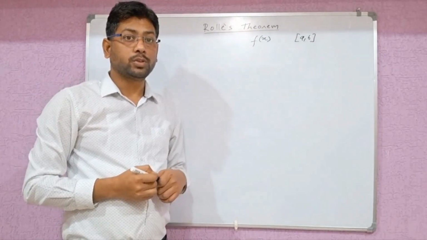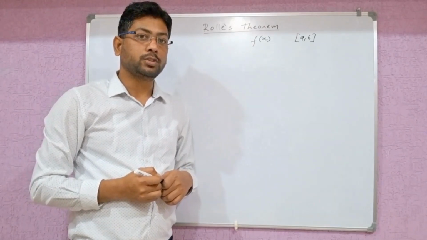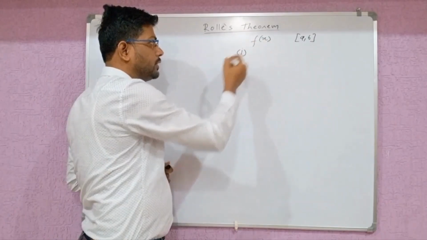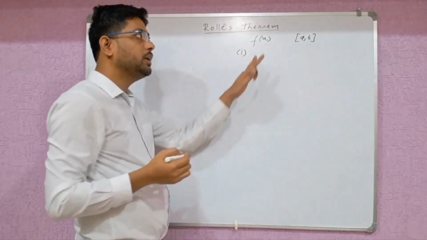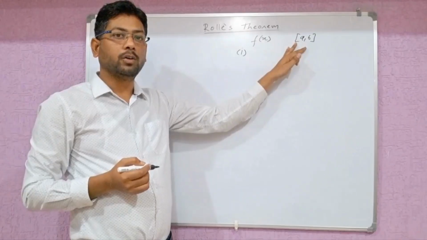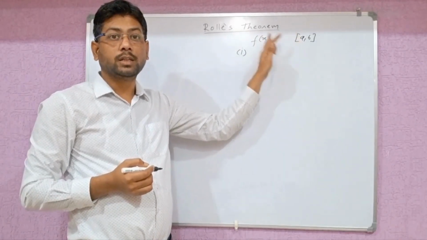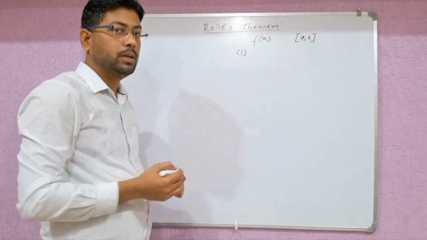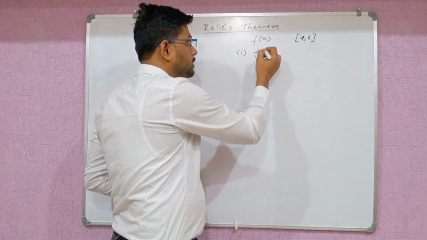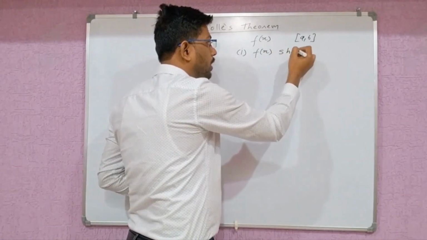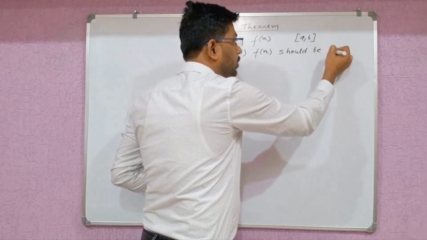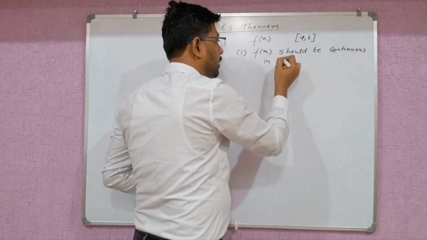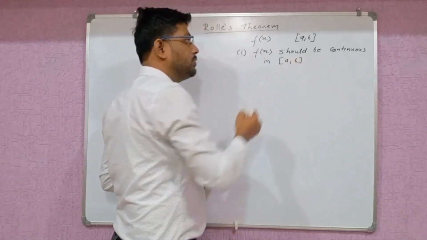According to Rolle's theorem, there are three conditions that should be satisfied. The first condition which should be satisfied by this function f(x) is that f(x) should be continuous in this interval a to b. So what is the first condition? The f(x) function which is given to us should be continuous in this interval a to b. So let's write that. This f(x) should be continuous in interval a to b. So this is the first condition.